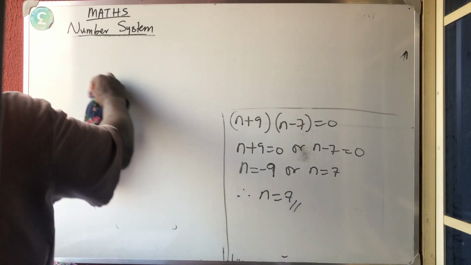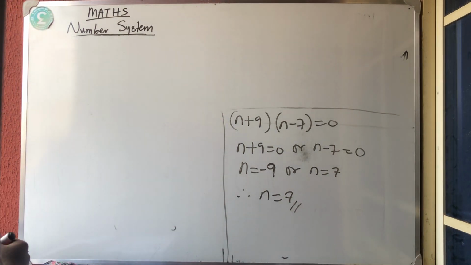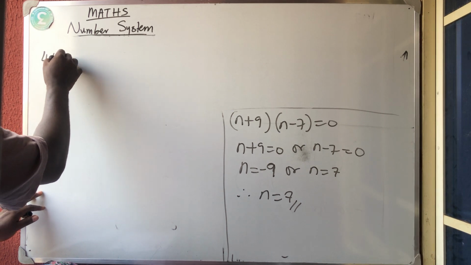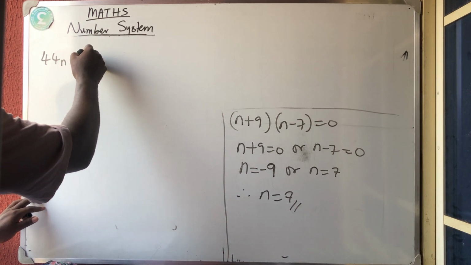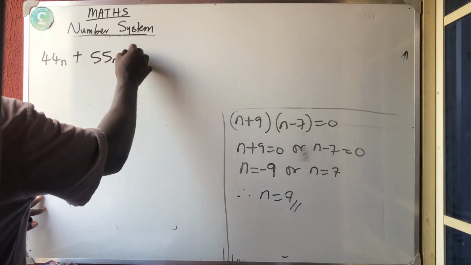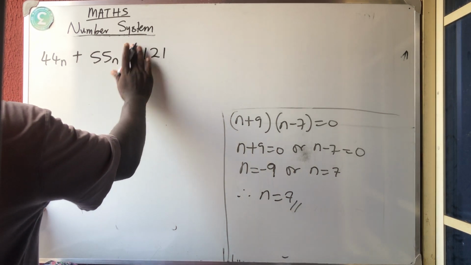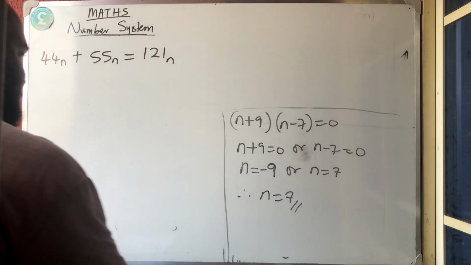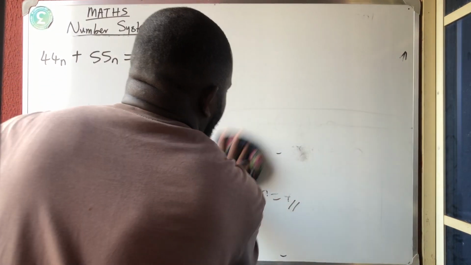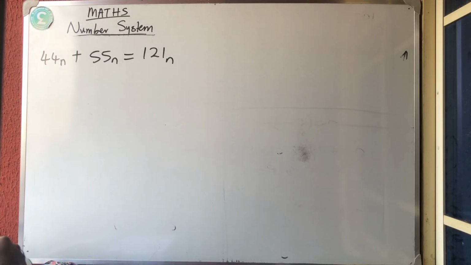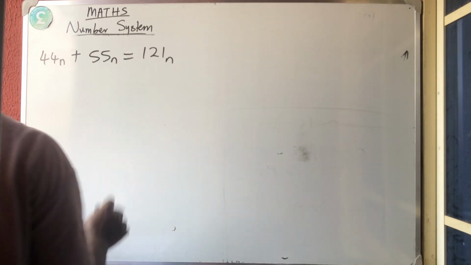We are done with everything in number system. So this one said 44n plus 55n plus 121 is equal to 121n. We should find n. Now we are going to solve this in two ways. The first way is by solving it with the normal method, converting everybody to the equation form, and then solve. Let me just solve it with two ways.